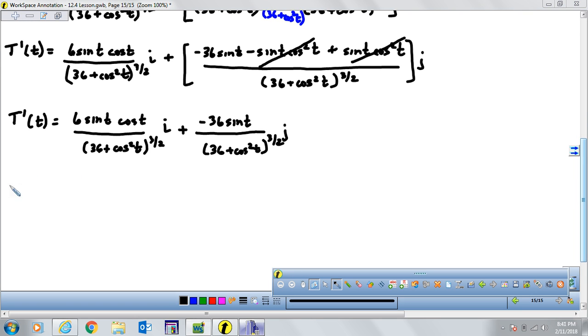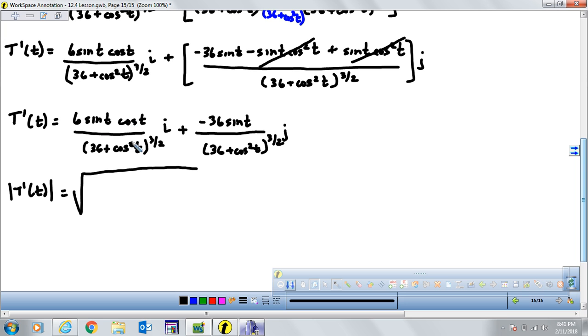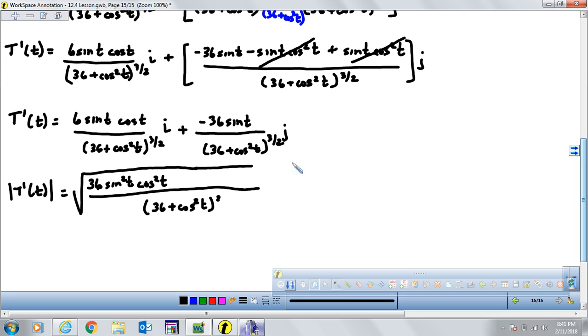Now we need to get its magnitude, to get the normal. So, the magnitude of this: we're going to get the square root of the squared components. 36 squared is going to be 36 squared, sine squared would be sine squared of t, cosine squared would be cosine squared of t. Since they have the same denominator, I'm going to put that denominator on the whole thing. When I square the 3/2, it just becomes a third power, the half disappears. So it's just going to be 36 plus cosine squared of t to the third power.